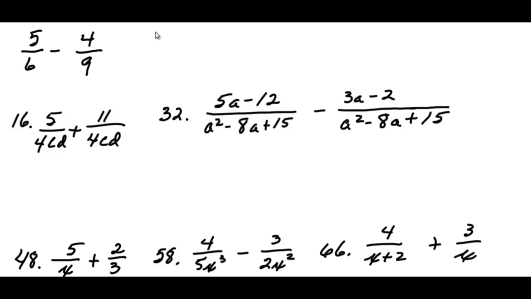In Chapter 5.2, we looked at the multiplication and division of rational expressions. Here in 5.3, we're going to look at the addition and subtraction of rational expressions. And I'm going to give you a brief example of how this works by going back to an old subtraction of fractions problem. We have 5/6 minus 4/9.